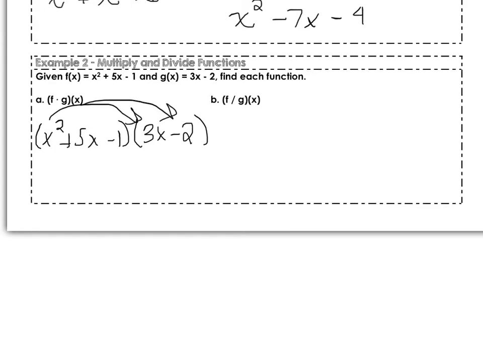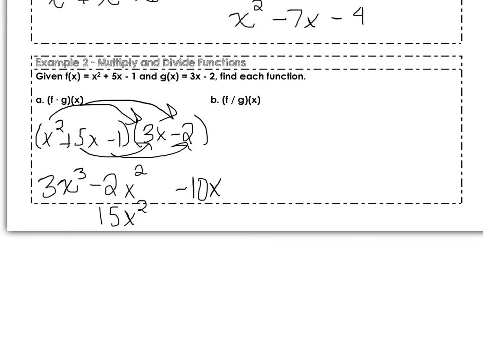Distribute my x squared into both of those, so I'm going to get x squared times 3x is 3x cubed. x squared times negative 2 gets me negative 2x squared. Now I'm going to do my positive 5x and distribute it into both of them. 5x times 3x, that's going to get me 15x squared. 5x times negative 2, that's going to get me negative 10x. And notice that I'm starting to align things that are going to be like terms, okay? Last one is negative 1, and you distribute it into both of those. So negative 1 times 3x gets me negative 3x, and lastly, negative 1 times negative 2 gets me positive 2.